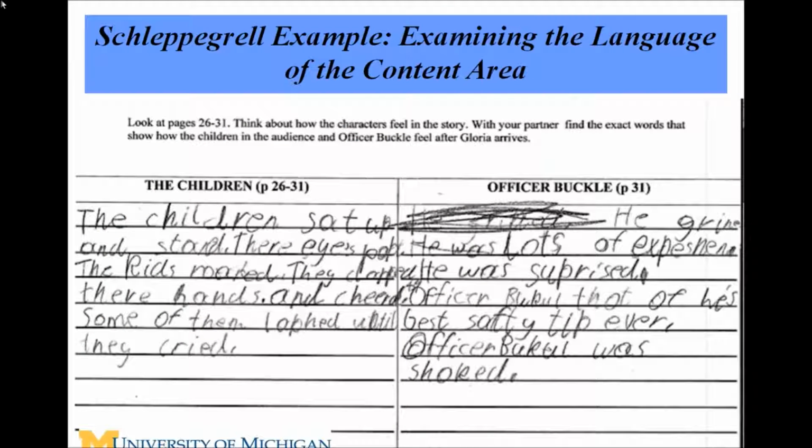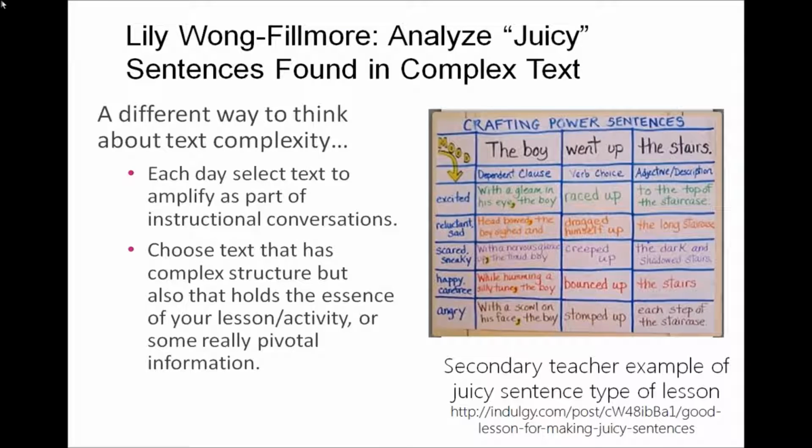Sure. What I'm seeing, the discussion I'm hearing among secondary teachers, is the Schleppergrell resources have been fabulous in terms of taking a look at how to actually unpack and set up the activities that you do with the kids. And so she's using a lot of graphic organizers and doing that way. Also the approach with Lily Wong Fillmore about the juicy sentences. So it's identifying that central text within the complex text and taking time to unpack it. And a lot of times with Lily, some of her activities occur over 2 weeks. So they're taking one central area of the text and unpacking it.